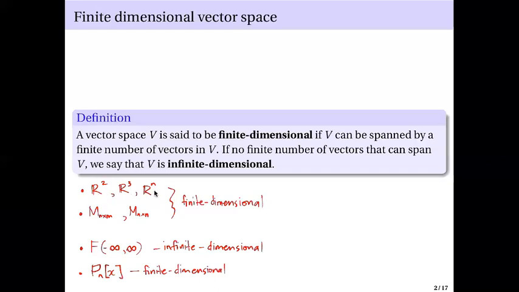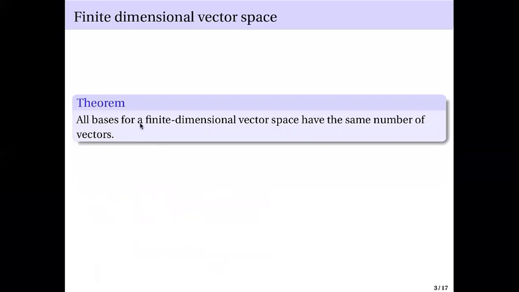So these finite dimensional spaces in here, we've seen that each of them can be spanned by a finite number of vectors. All bases for a finite dimensional vector space have the same number of vectors. Recall the definition of a basis. We say that a set forms a basis if that set spans the vector space and also that set is linearly independent. So if we found two bases for a particular vector space, then we should have the same number for each set.